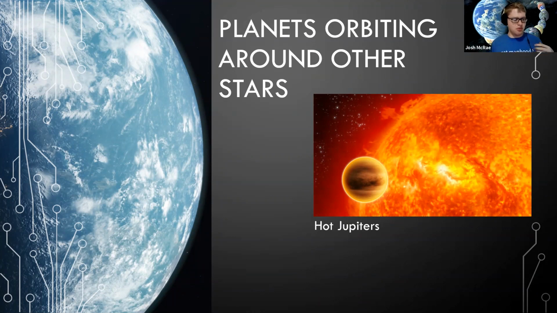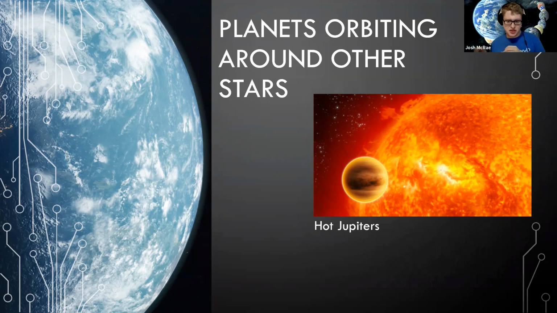A good example is actually WASP 17b, which is 7.5 times closer to its host star than Mercury is to the sun. It orbits its host star in just under 4 days, and its radius is 1.99 times that of Jupiter. It's almost twice the radius of Jupiter. And what's interesting is in 2013, we were able to detect water vapor in its atmosphere.